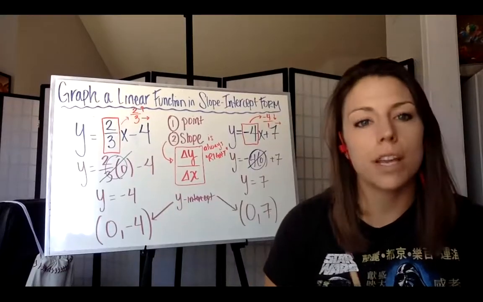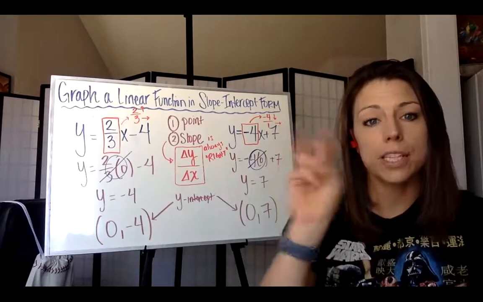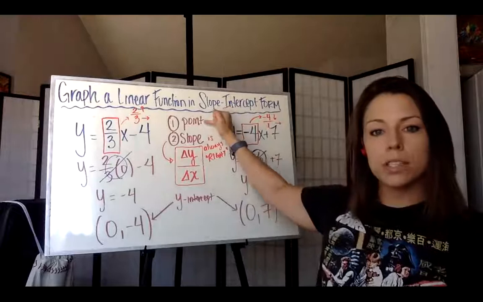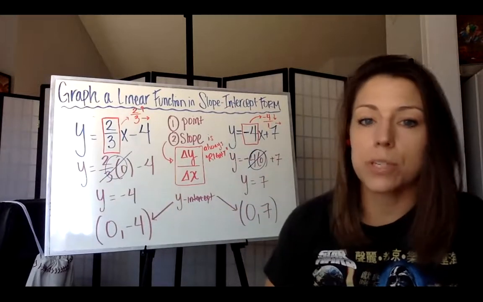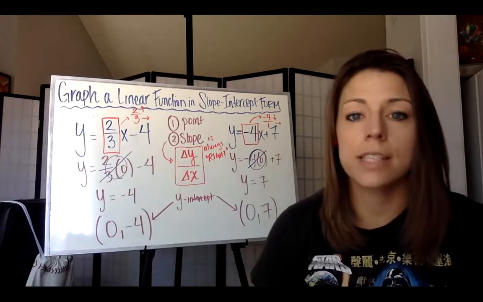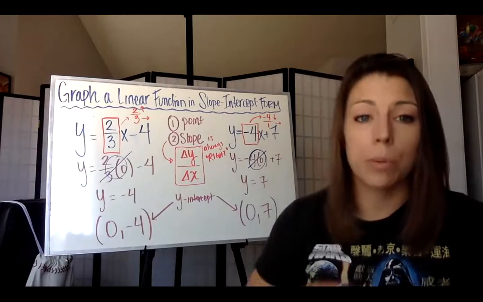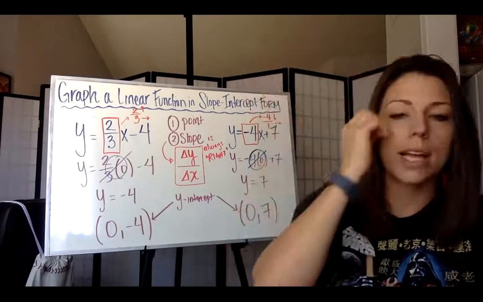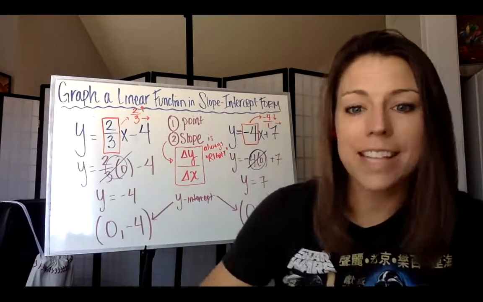Okay, that concludes our video on graphing a line in slope-intercept form. Again, remember, it only takes 2 pieces of information: a point, which is most easily calculated using the y-intercept, and the slope, which is a ratio of change in y over change in x. To make that easier to remember, the slope is always right. So a positive slope will go up and to the right, and a negative slope will go down and to the right. Have fun graphing your lines, and I'll see you next time.